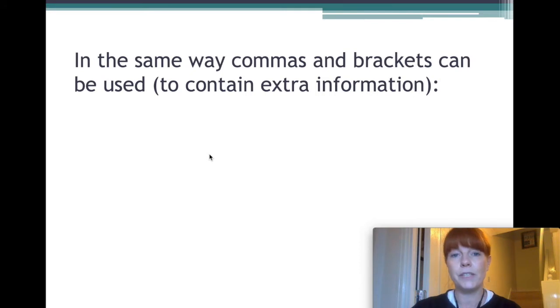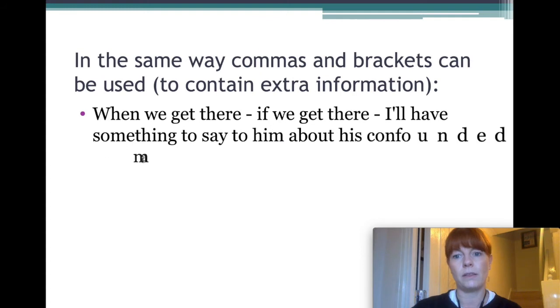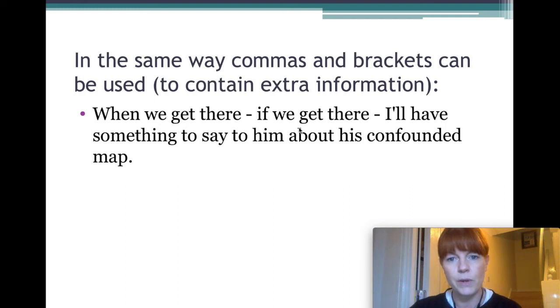Another way of using a dash is in the same way that commas or brackets can be used to contain extra information. So here we go. "When we get there—if we get there—I'll have something to say to him about his confounded map." So the extra bit of information about when they get there, "if we get there", is the extra information here. On either side, there is a dash to show that it's been added to the sentence.